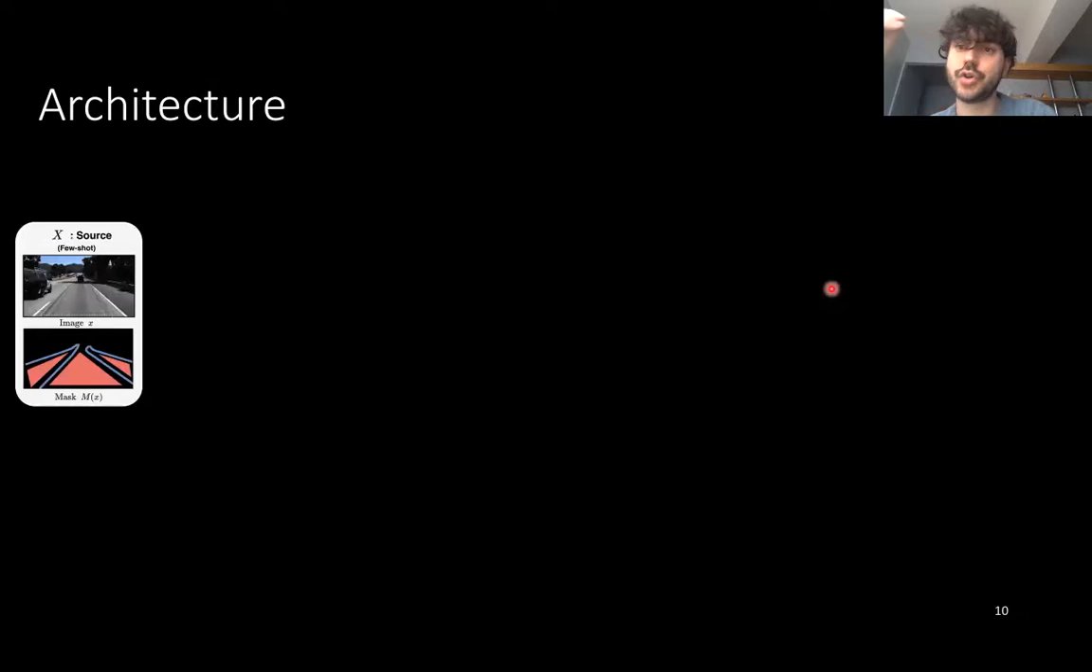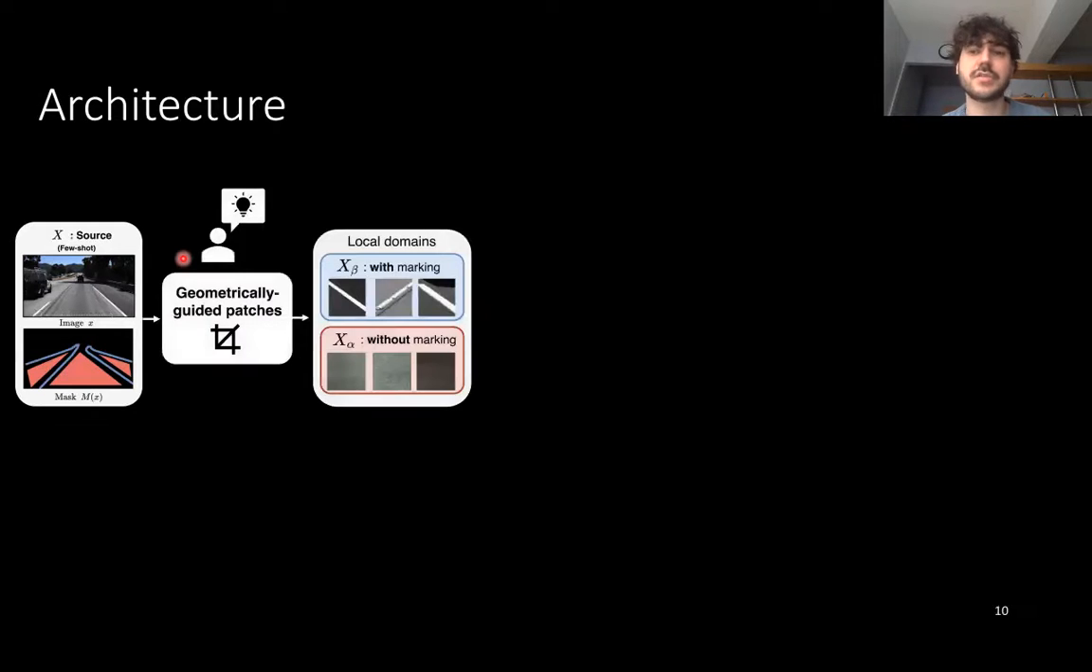So I'm going to show you the complete architecture for the training. So let's suppose that we have a source domain that we call X, that may be few-shot, in which we have images and some kind of information that is used to exploit the local domain. Again, this information is this kind of mask, which is a semantic mask in this case, but it is not mandatory. The important thing is that we exploit some kind of human idea in order to extract geometrically guided patches that we call local domains.